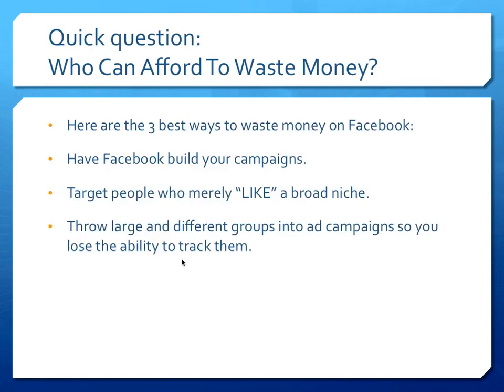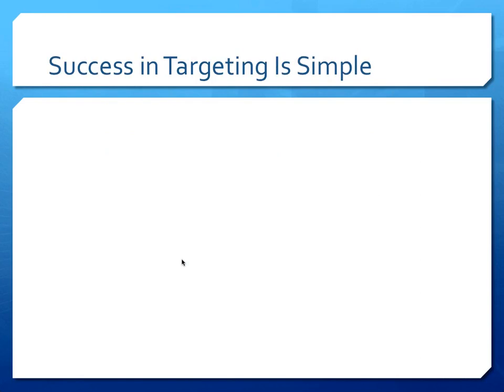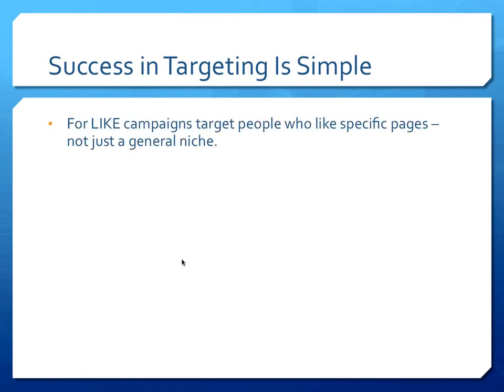And the other thing a lot of people do is they throw large and different groups into ad campaigns, so you lose the ability to track them. The only thing that's going to do is confuse you, and it's not going to get you the results that you want. So success in targeting is really very simple. For like campaigns, target people who like specific pages, not just a general niche. So if you were building a dog site, you wouldn't target people who like Irish setters. You would try and target people who already liked other pages about Irish setters.